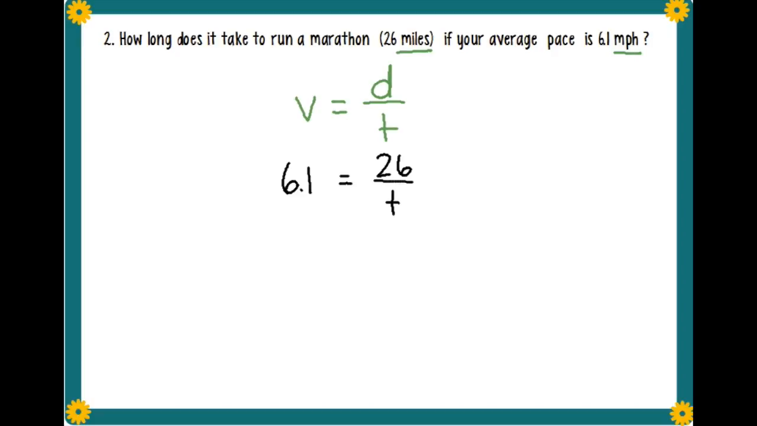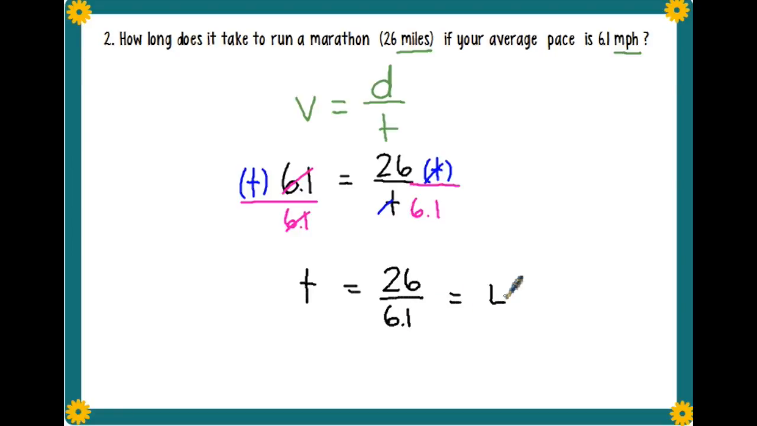Remember, this is the simple math that people screw up. It might help to think of it as 2 steps. Multiply both sides by t. And now to get the t by itself, divide both sides by 6.1. So t equals 26 over 6.1. I divide that and I get 4.3 hours. Okay, I was good at sig figs this time. I started with 2 sig figs. I rounded my answer to 2 sig figs.